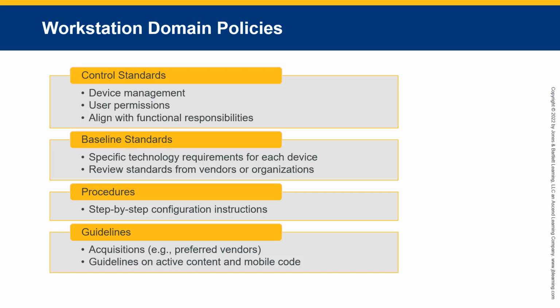Guidelines are for implementing control standards, and are useful to planners and managers. It's important to understand the difference between a guideline and a standard. A guideline is a strong recommendation. A standard is a required control. A guideline recognizes that there are many acceptable ways to approach a problem, but provides one approach considered acceptable to the organization. The following guideline documents are useful when dealing with workstations: acquisition guidelines, guidelines on active content, and mobile code.